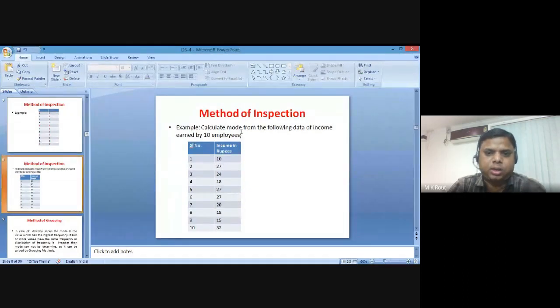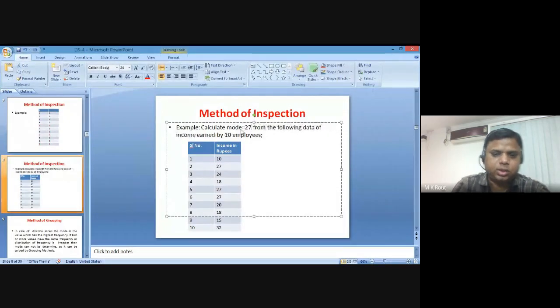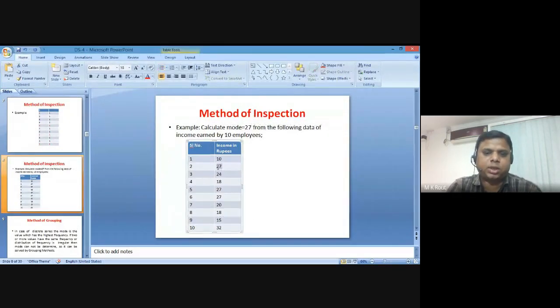I write here, in case of mode, that equals 27. That means 27 appears 3 times: here 1 time and here 2 times. The total equals 3 times. This is the highest number of appearances. Clear? Moving to the next method.